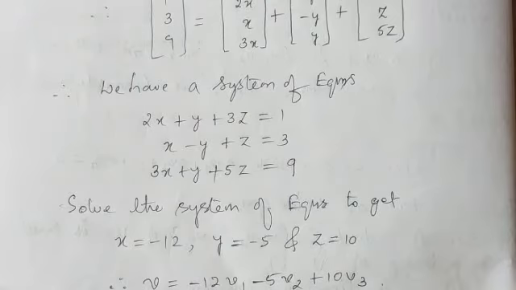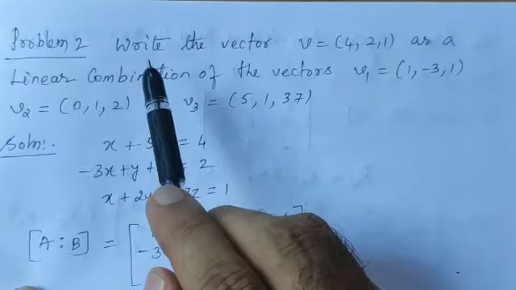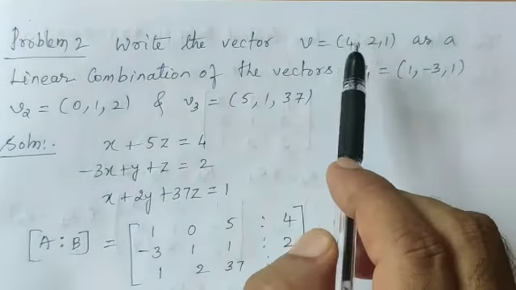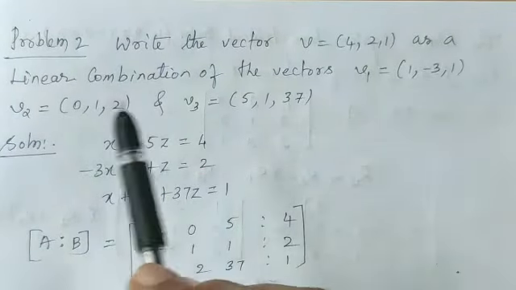So here in this problem we got the solution, x equal to minus half, y equal to minus 5, z is equal to 10. That means we can express V, the given vector, as a linear combination of V1, V2, V3. So we'll move to the next problem, where we have to see whether we can write this vector as a linear combination of these three vectors.